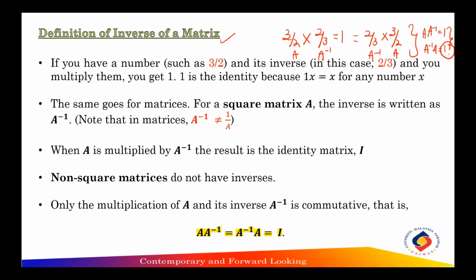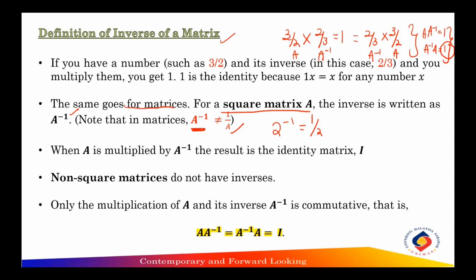Then this concept is applied for matrices. For a square matrix A, the inverse is written as A with superscript -1. This notation is not 1 over A. When you are given 2 to the power -1 in real numbers, it will give you 1 over 2. But this situation is not applicable for matrices. When you are given A with superscript -1, it is called the inverse of matrix A.